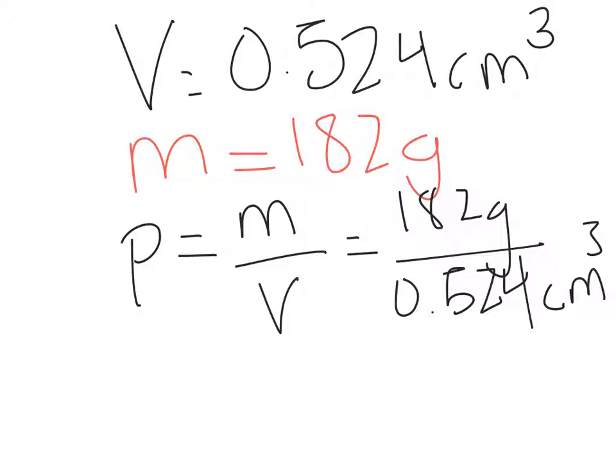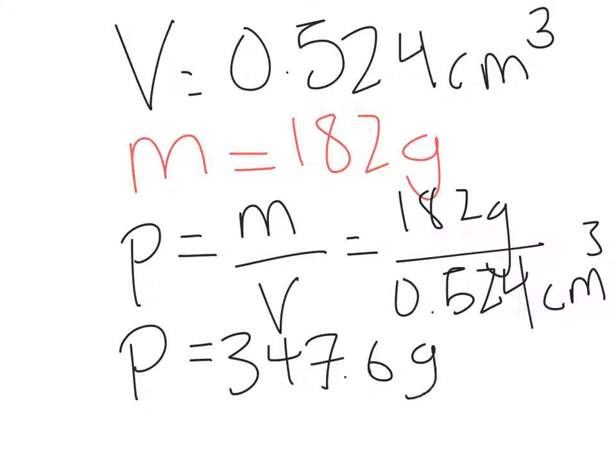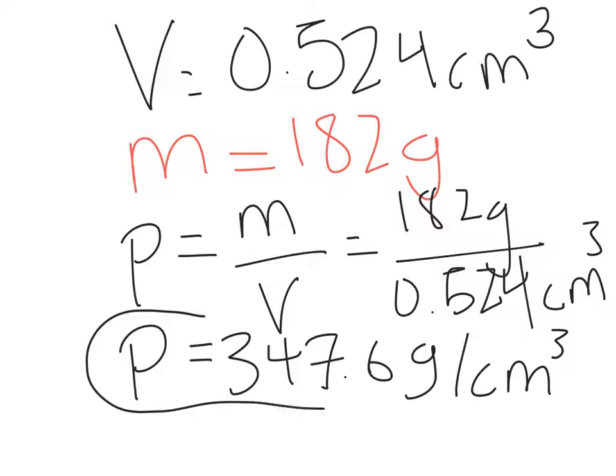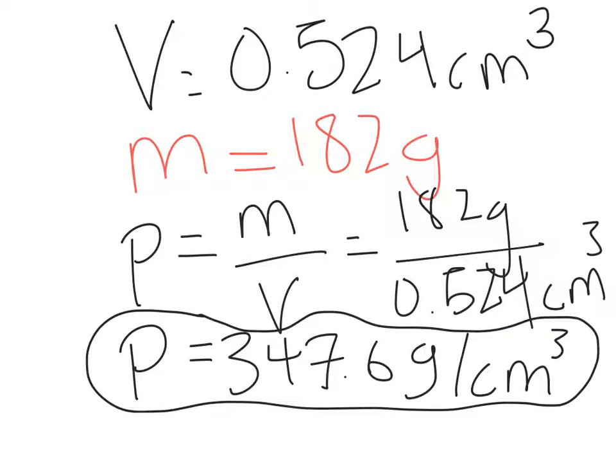So 182 grams divided by 0.524 centimeters cubed is going to give me a value that should look something like this. Density, rho, is 347 point approximately 59, we'll round that to 347.6 grams per centimeter cubed. That should be my final answer there. Now again, your value is going to differ based on the numbers that you're given. But I should get something, and I'll check my answer key here. Good. So what I see is that my answer key tells me my value should be 347.6 grams per centimeter cubed.